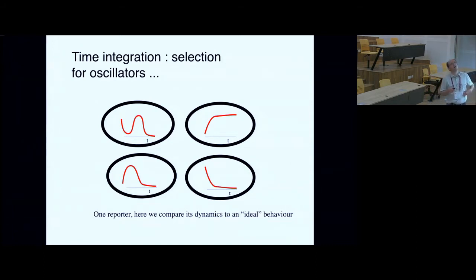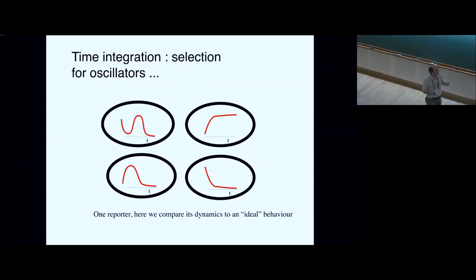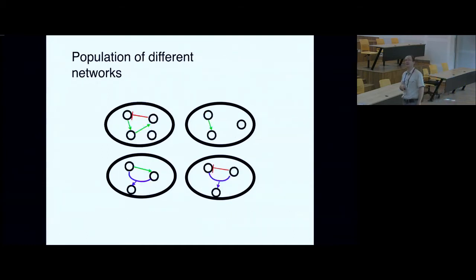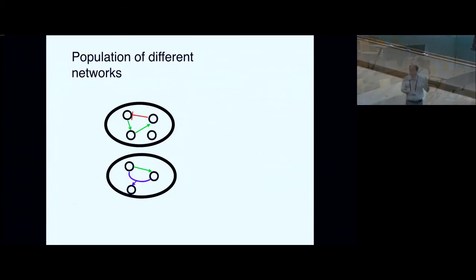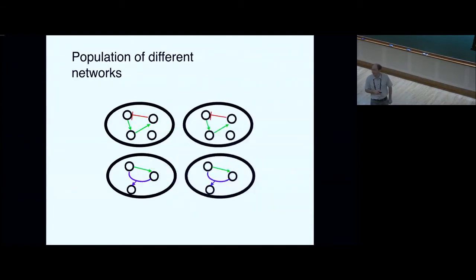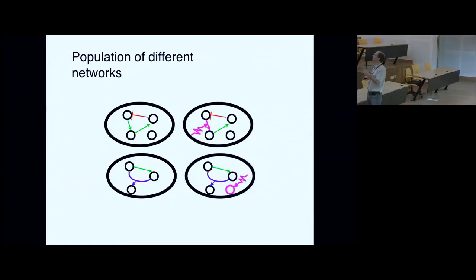Okay, but imagine I have a scoring function. I have something that tells me that these two guys are better oscillators than those two guys. So then what you do is a very elitist Darwinian selection. You simply eliminate the networks that you don't like because they don't behave properly. And then you duplicate the networks that are behaving properly.